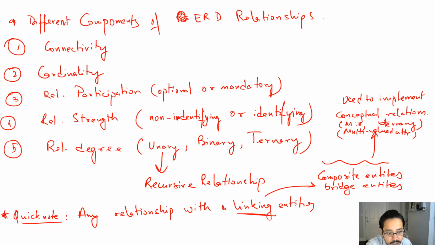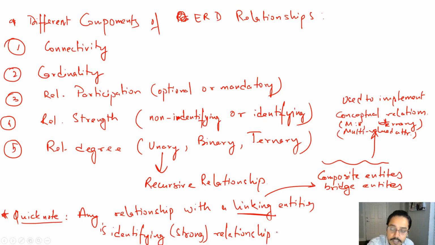So any relationship with a linking entity is identifying. Okay, so that means it's going to be an identifying, strong relationship. Think about this, by looking at the ER design diagram, and see if you can concur with this statement. Okay, so that is it.